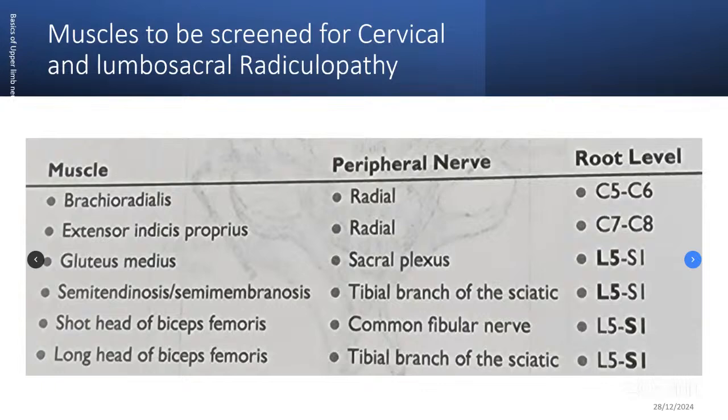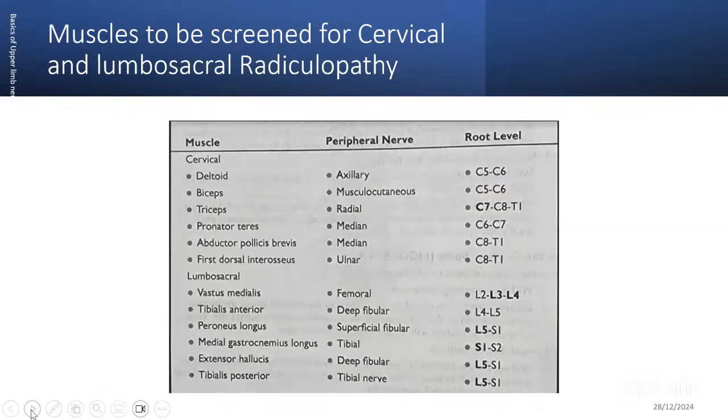Which are mentioned here: for radial C5, C6, and extensor indicis proprius is C7, C8, gluteus medius is L5, S1, and we already said that is the superior gluteal nerve. Semimembranosus, semitendinosus. These are some of the important things which we'll talk about. So you have to have a list of all the muscles you are going to do.